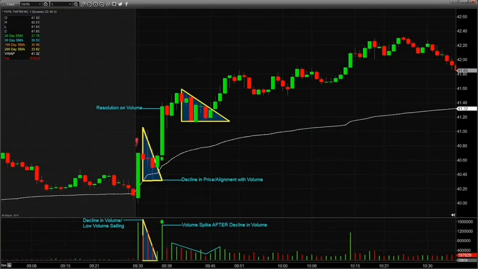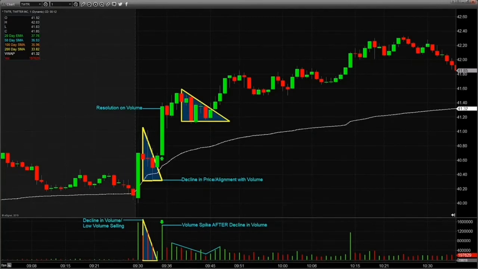And then on the first pullback, look what happens, okay? There is a decline in volume as you pull back, right? There's a decline in volume as you pull back, which is what you want to see. Why is this what you want to see? Well, if you're looking for a stock to continue, you want to see low volume on the pullback.